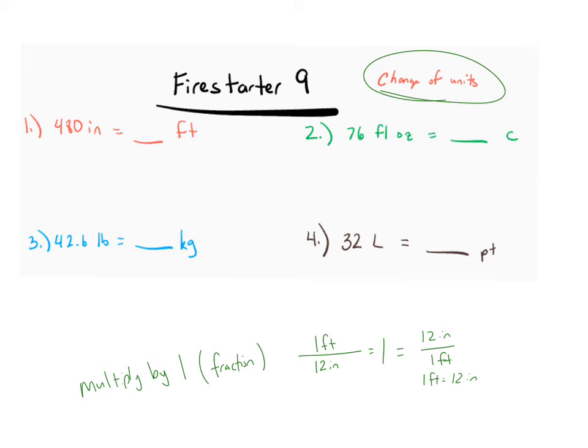So I'm always going to choose the top to be whatever I want to end with. So that's the units I want to end with. And the bottom is going to be the units I want to cancel. Oh, I don't know how to spell cancel today, I guess.